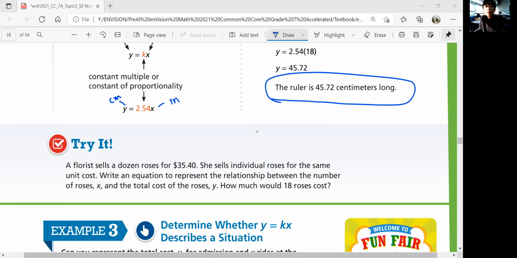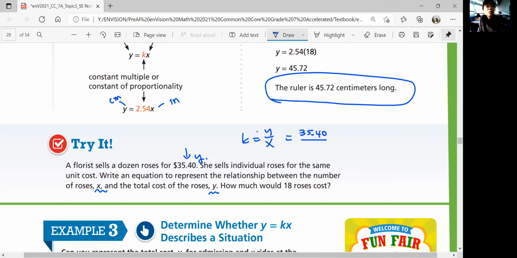So we can first write an equation. We already have the variables assigned to us. Y is going to be the total cost of the roses, right? Which could be 35.40. So that could represent Y. And the number of roses would be X. So the constant of proportionality K is Y divided by X. So what's our K?